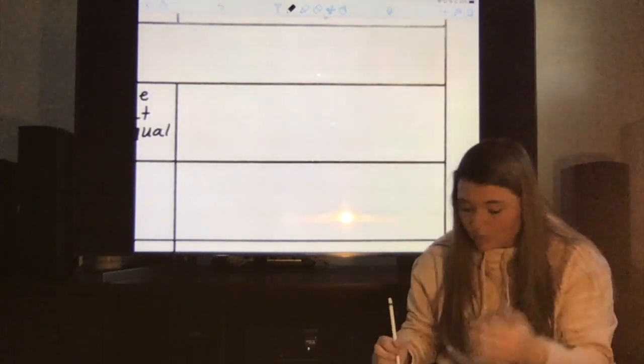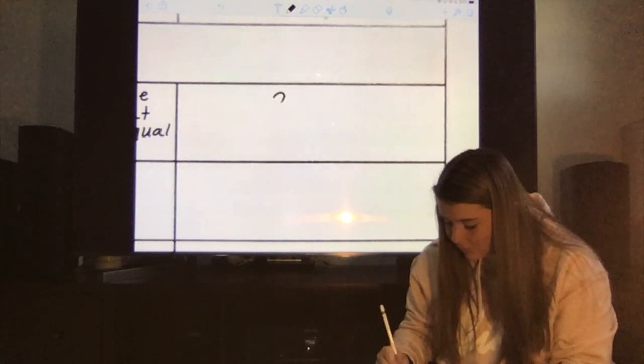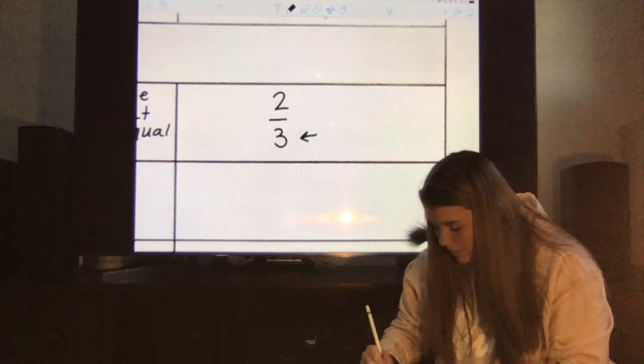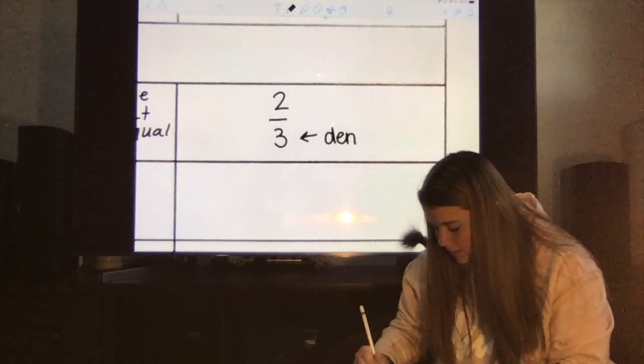Alright, the example that we're going to be using is we will use the fraction 2/3. This number down here is the denominator.